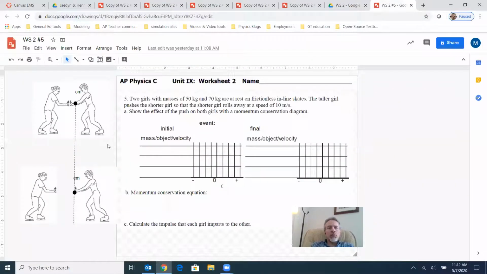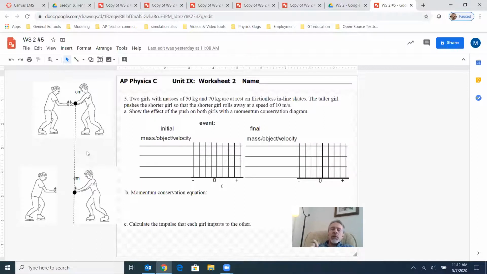So here are the two girls. They're pushing off one another. The top picture is right when they're starting, before the explosion, and then afterwards, they're moving away from one another. I also put this other point on here. I'm calling it CM. That stands for center of mass of the whole system. You can see that the center of mass in the top picture is a little bit closer to the bigger girl because she has more of the mass.